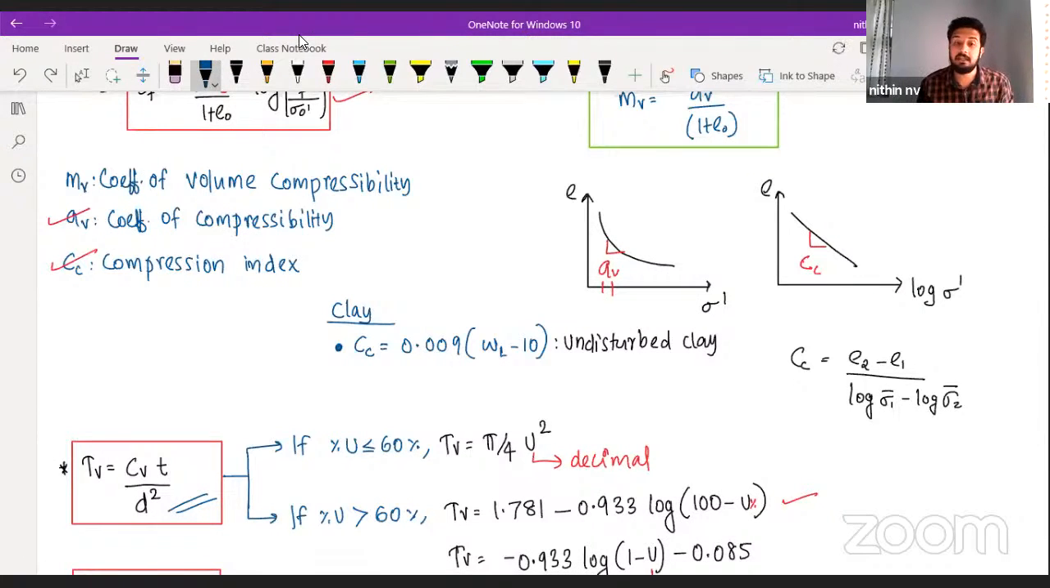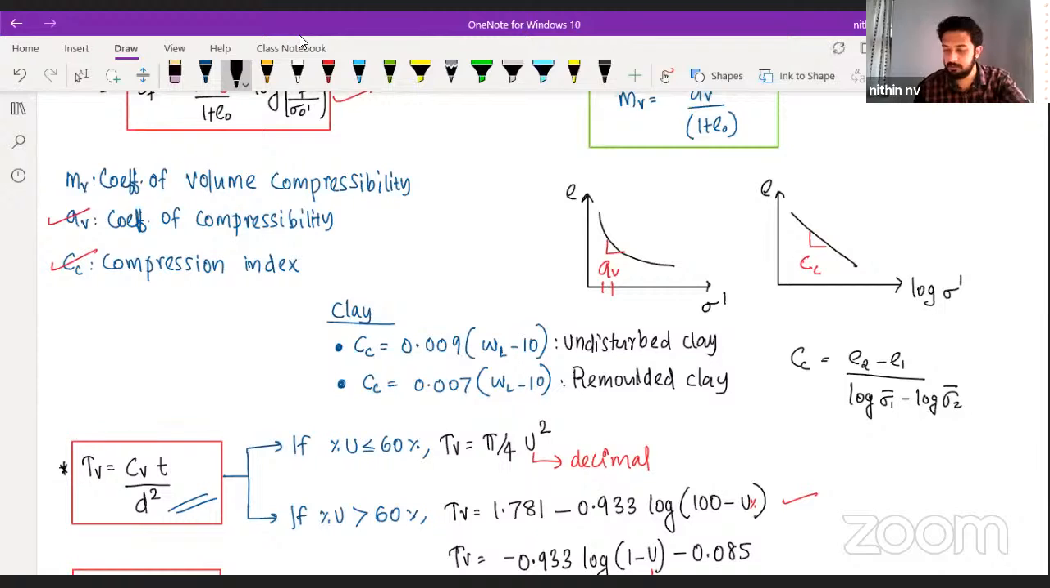If it is a disturbed clay or remolded clay, then we have the equation 0.007 (WL minus 10). This is nothing but for remolded clay or disturbed clay. I told you by default it is undisturbed clay, it is not remolded.